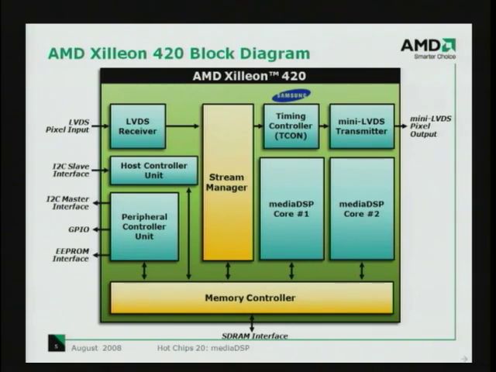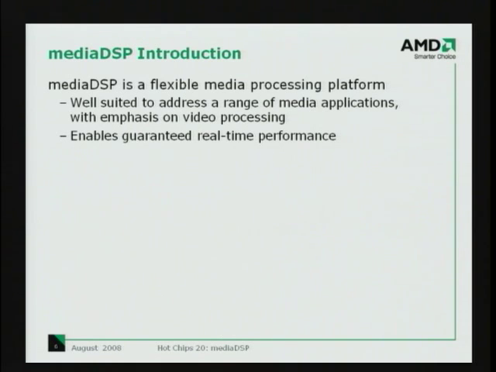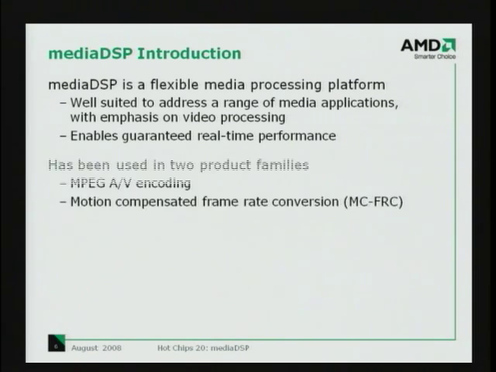The remainder of my talk is going to be about this processing technology that we use to build these cores that go into this chip. In a nutshell, this mediaDSP platform is a flexible media processing platform, and we've designed it to be well-suited to address a range of video or media applications, with a focus on video processing especially. It has features that enable real-time performance. To date, we've used this technology to build two different families of chips: the first being MPEG-2 AV encoding chips, and then our current generations of MCFRC chips.